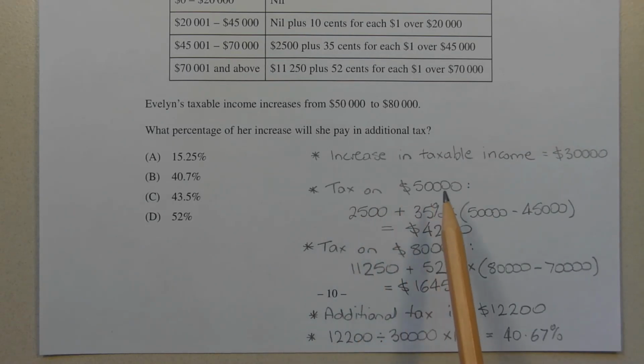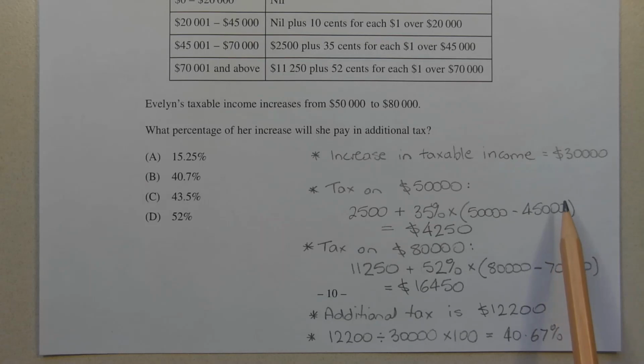So the tax on $50,000 is $2,500 plus 35% of, or times, $50,000 minus $45,000 in brackets. What's in brackets here gives us the amount over $45,000, and that equals $4,250.